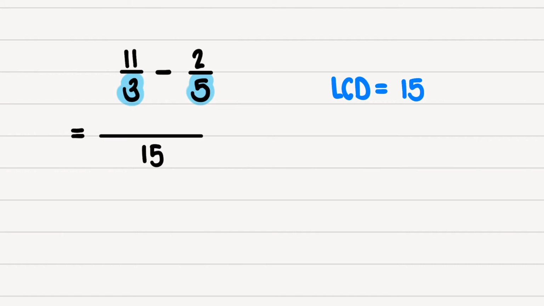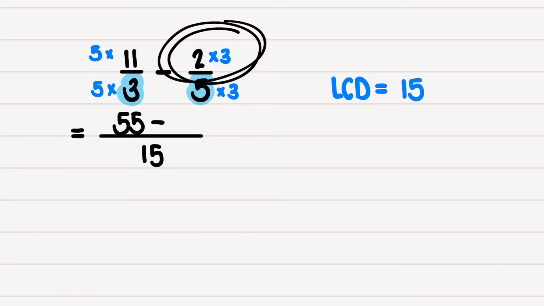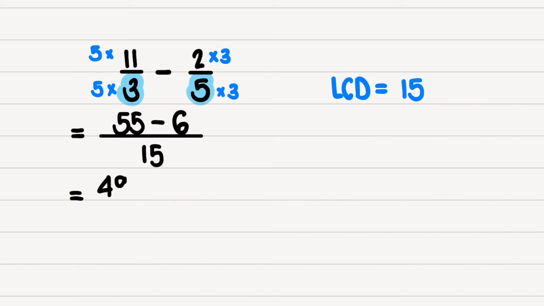Then working with both the fractions, I'd say, what do I do to 3 to get to 15? Well, I times it by 5. What I do to the bottom, I'm going to do to the top. What do I do to 5 to get to 15? I times it by 3. What I do to the bottom, I do to the top. So now, working with the first fraction, I have 5 times 11, which is 55, minus the second fraction, 2 times 3, which is 6. So 55 minus 6 is 49 over 15.